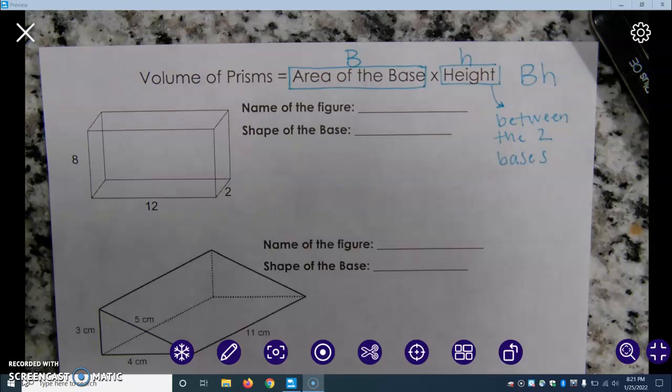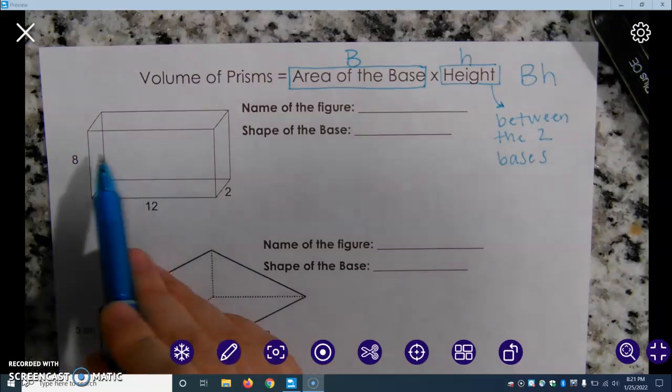All right, so we have to be able to do two things in order to find the volume of these three-dimensional shapes. We have to know the name of the figure because that will tell us the shape of the base. Then we have to find the area of that shape. So the orange notes you got the other day that has the triangles, the circles, the trapezoids, you might need that to help you with this.